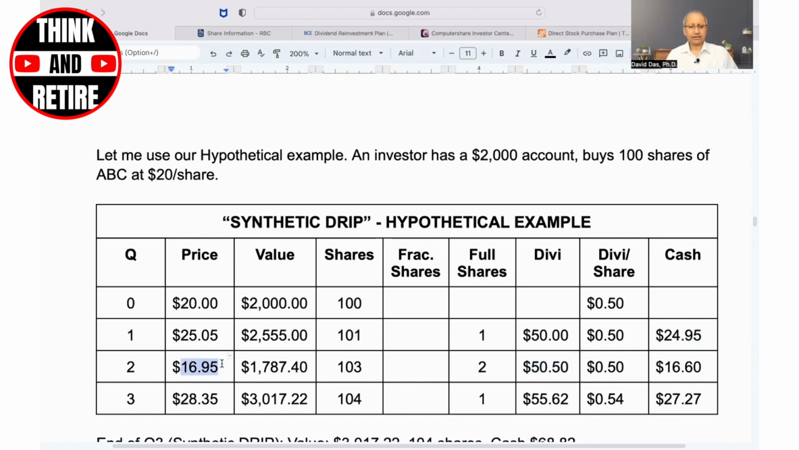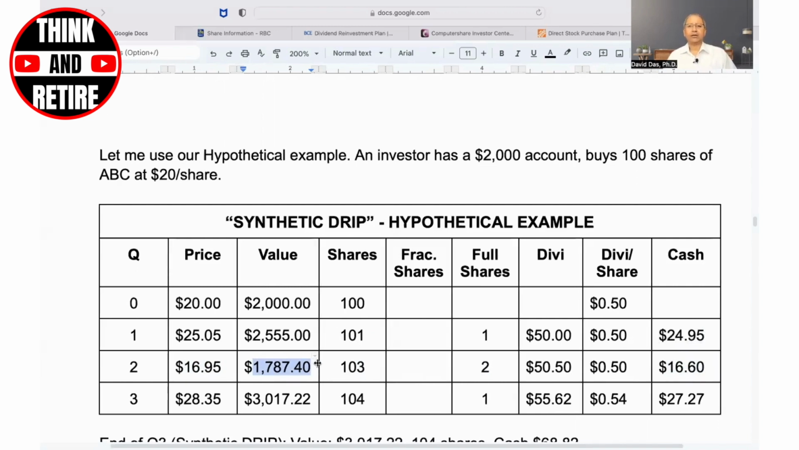The price of the share is now $16.95. So that will allow the investor to buy only 2 full shares and the remaining $16.60 will be deposited as cash. So at the end of quarter two, the investor will have 103 shares, which is 101 plus 2, that's 103. And the value of the portfolio will be 103 times 16.95 plus your cash of 24.95 and 16.60. That will be total of $1,787.40. That will be the portfolio value at the end of quarter two.